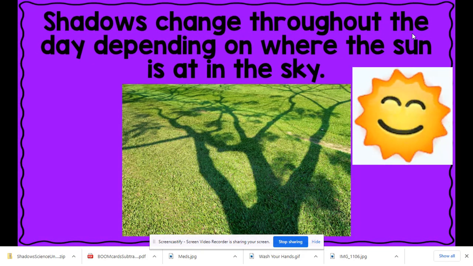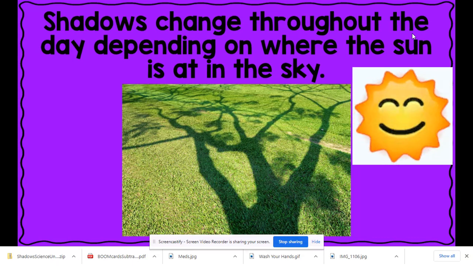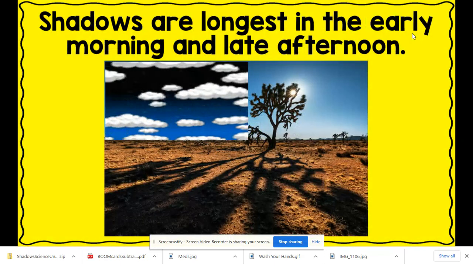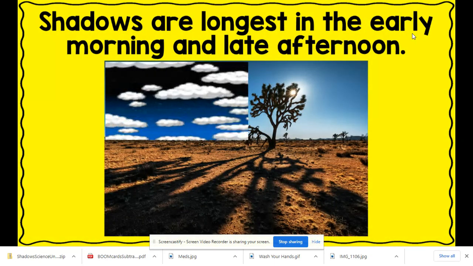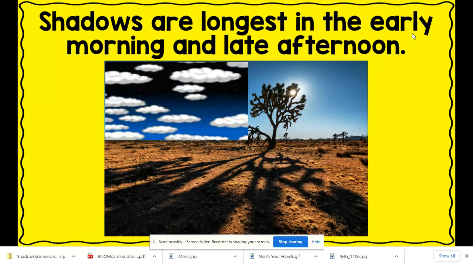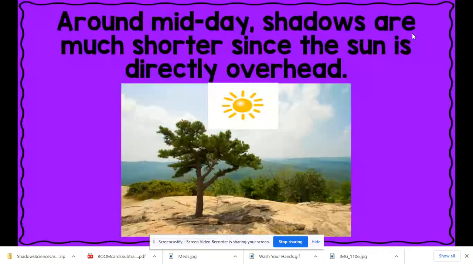Shadows change throughout the day depending on where the sun is at in the sky. Shadows are longest in the early morning and late afternoon. Around midday, shadows are much shorter since the sun is directly overhead. So remember, boys and girls, depending upon where the sun is located, shadows can be longer or they could be shorter.